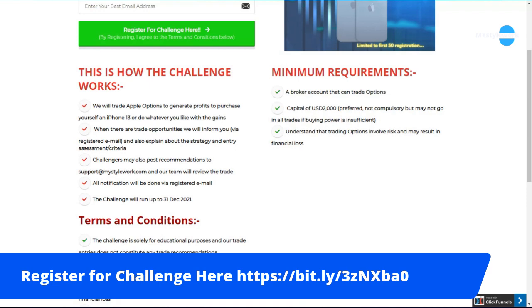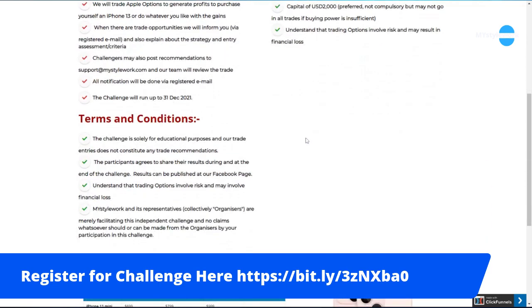And of course, some terms and conditions for this challenge. This is solely for education purposes. While we are educating people how to trade options, we also want them to benefit from it. Benefit means that if you can make money, you make money.